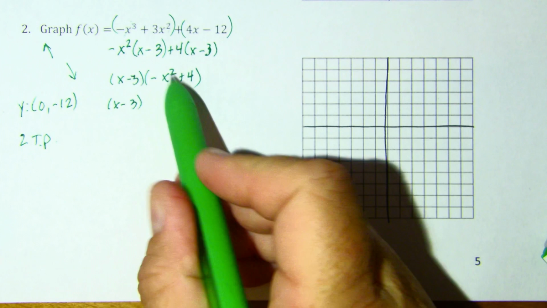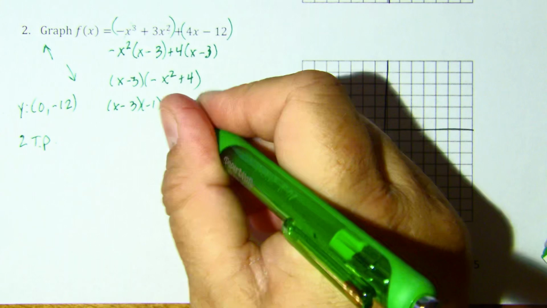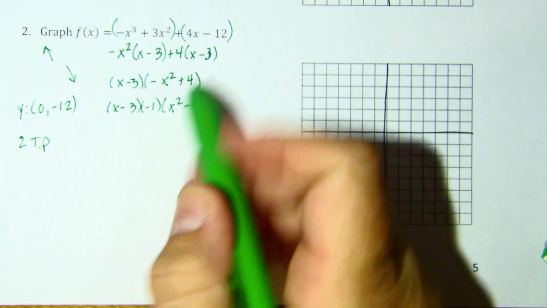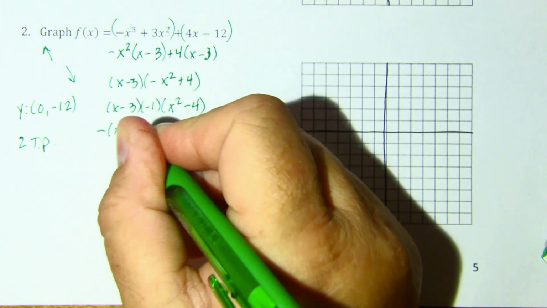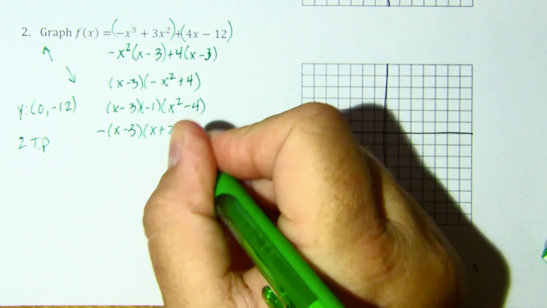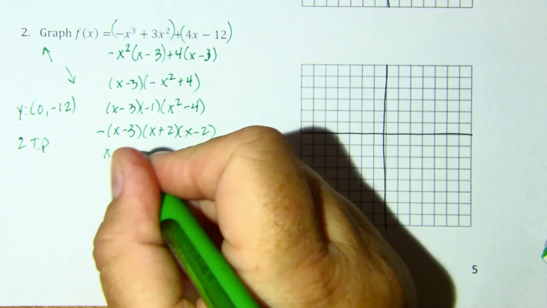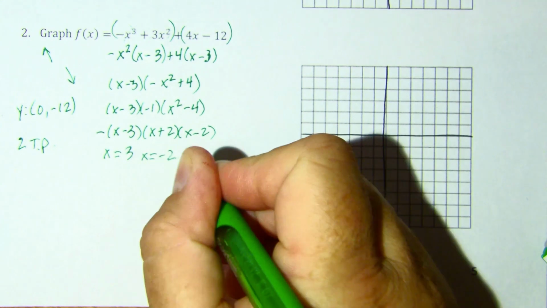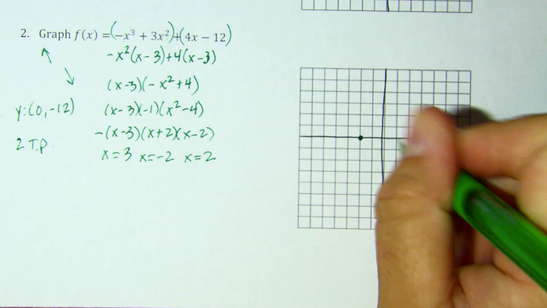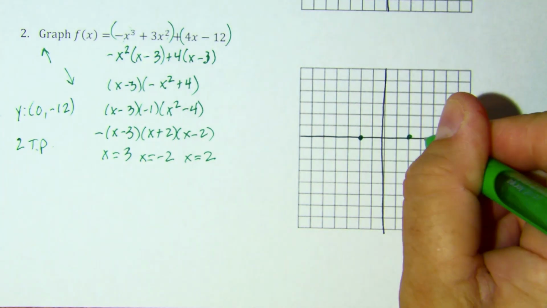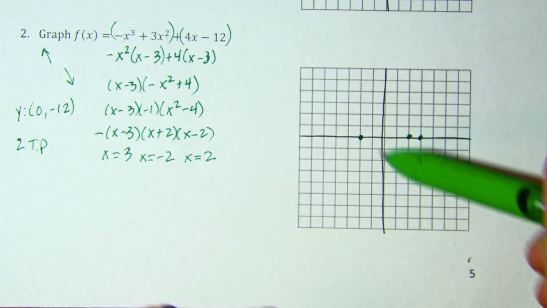And you could pull out a negative from this if you wanted to. I'm going to pull out a negative, and then I'm left with x squared minus 4. And that negative 1 I'm going to just put out front. And then I have x plus 2 and x minus 2. So that gives me all my x-intercepts. x equals 3, x equals negative 2, and x equals 2. So it crosses at negative 2, at 2, and at 3. We also know we have a y-intercept of negative 12.